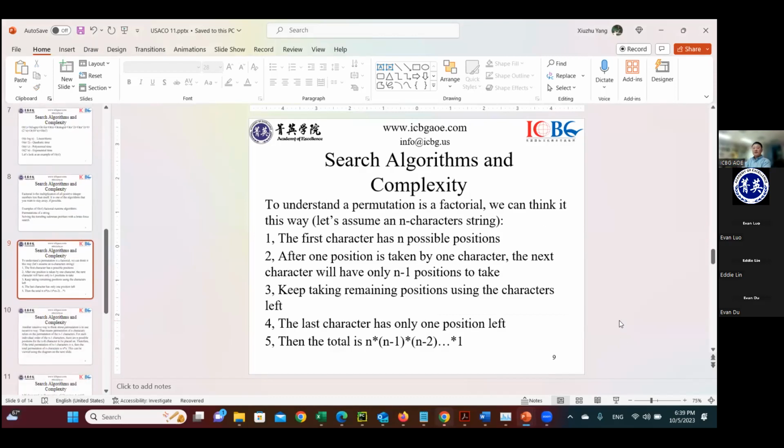To understand that a permutation is a factorial, we can think of it this way. Let's assume an n character string. Let's say you have 5 characters. The first character has n possible positions. If you have 5 characters, for the first one, it has 5 possible positions. Okay, and then you get the next one. It has 4 possible positions, right? And then you get the next one. You have 3 possible positions. So that's why the total possibility is 5 times 4 times 3 times 2 times 1.